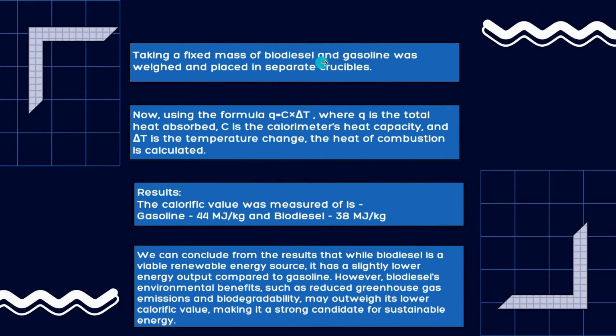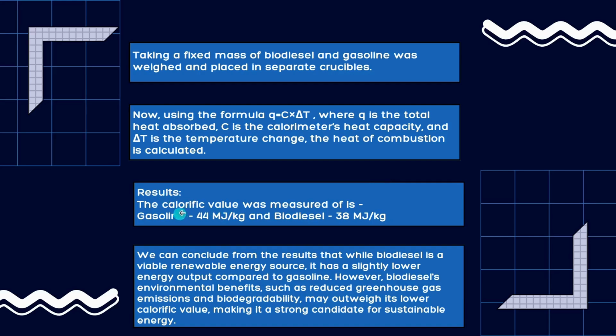A fixed mass of biodiesel and gasoline was weighed and placed in separate crucibles. Let's take 1 kg of biodiesel and gasoline. Now using the formula Q = C × ΔT, where Q is the total heat absorbed, C is the calorimeter heat capacity, and ΔT is the temperature change, the heat of combustion is calculated. The heat of combustion, that is the calorific value.